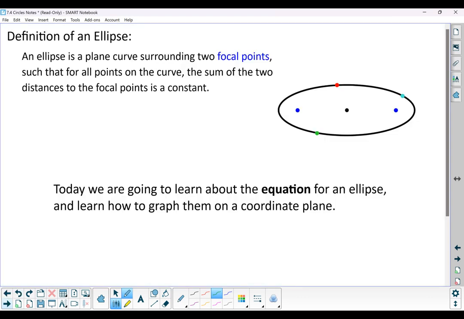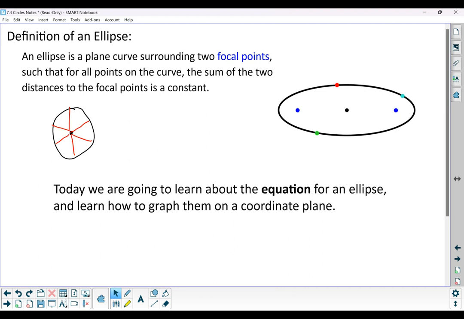Okay, an ellipse is a plane curve surrounding two focal points, such that for all points on the curve, the sum of the two distances to the focal points is constant. So kind of weirdly different from a circle. A circle has the center, and the distance here is always the same no matter where we measure it. For an ellipse, we have to make two measurements.